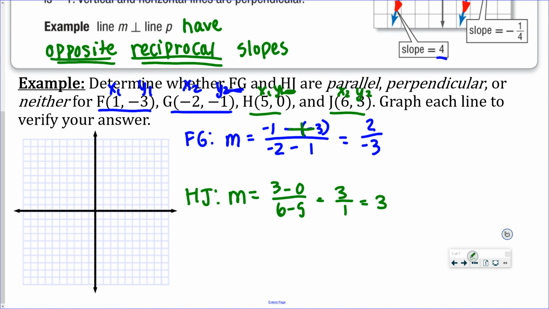All right, so first of all, are they parallel? Are these the same ratio? No. So they're not parallel. In order for them to be perpendicular, they have to be opposite, which they are. One's positive, one's negative. But are they reciprocals of each other? No, and it has to be both. Okay, so they're not perpendicular. Therefore, these are neither.